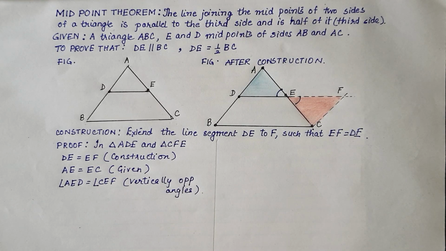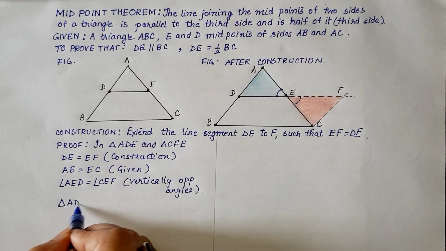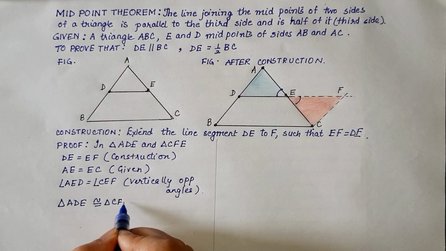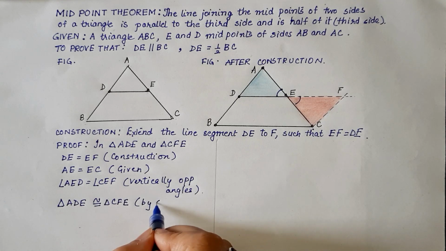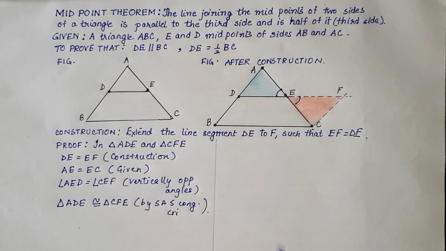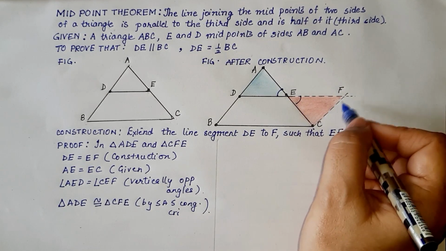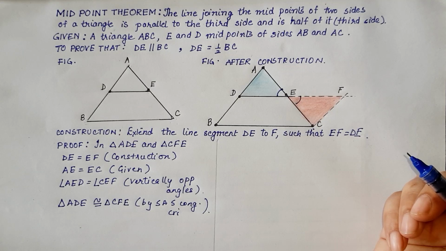So what will happen after this? After this, we can say triangle ADE is congruent to triangle CFE by SAS congruence criteria. Now this is the main thing in proving this theorem, because once we have proved both the triangles congruent, there are certain results which we can deduce.